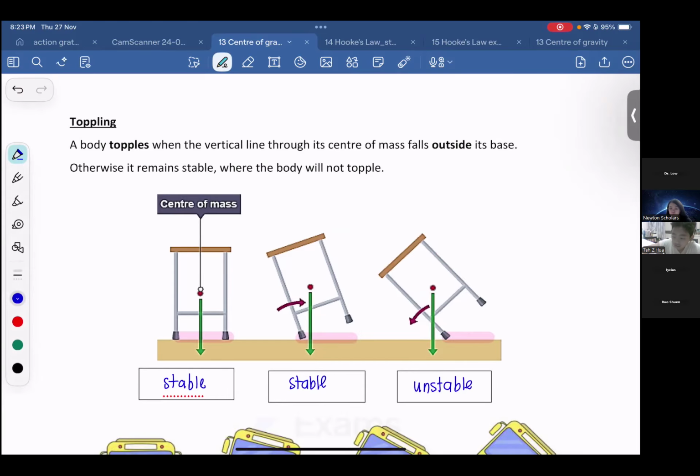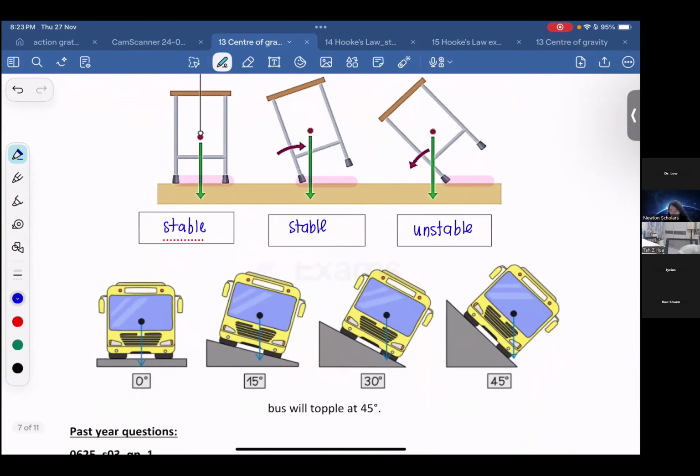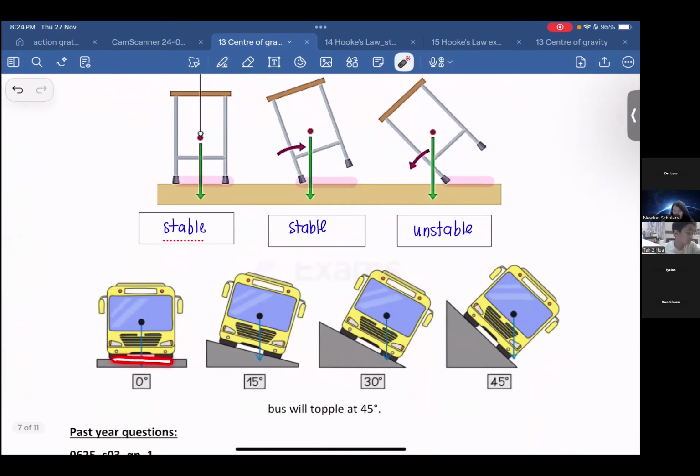Then we look at the example of the bus. First case, this is the base. It will be stable because the vertical line is inside. Second case, this is the base. The vertical line is still inside, so this is stable. Third case, I increase the angle. Will the bus topple or not? You see, it's still inside the base. So this one at 30 degrees is still stable.